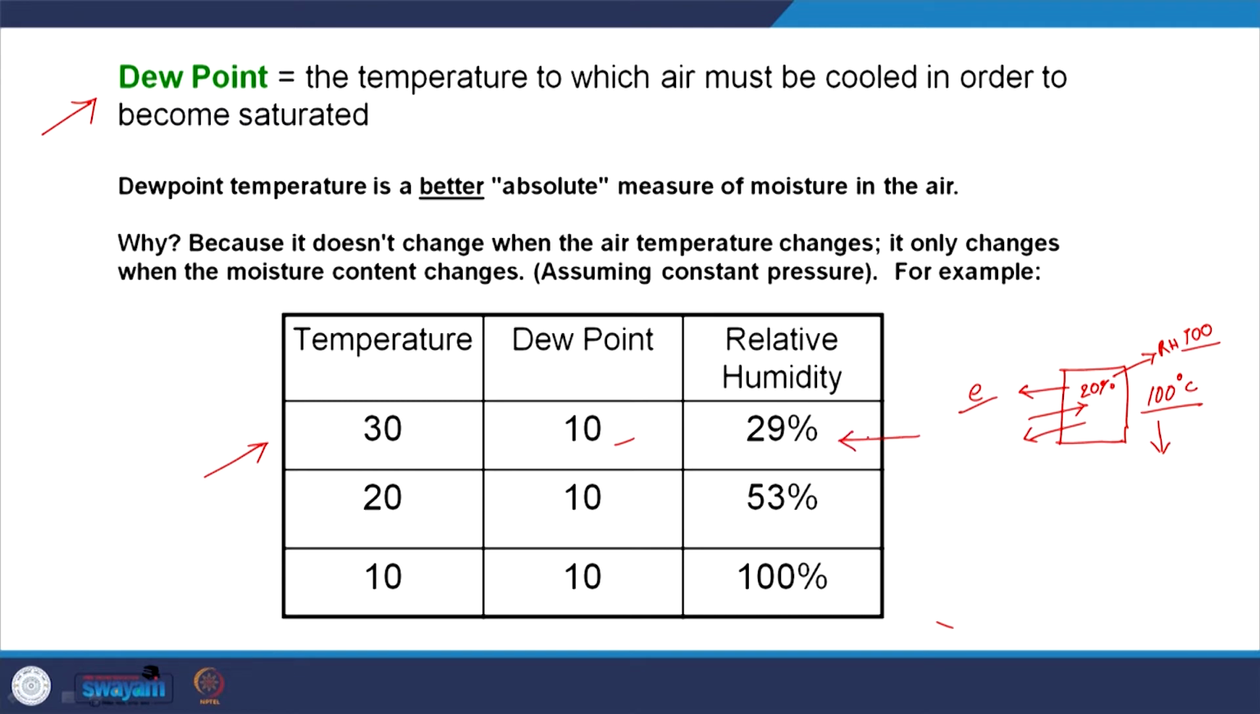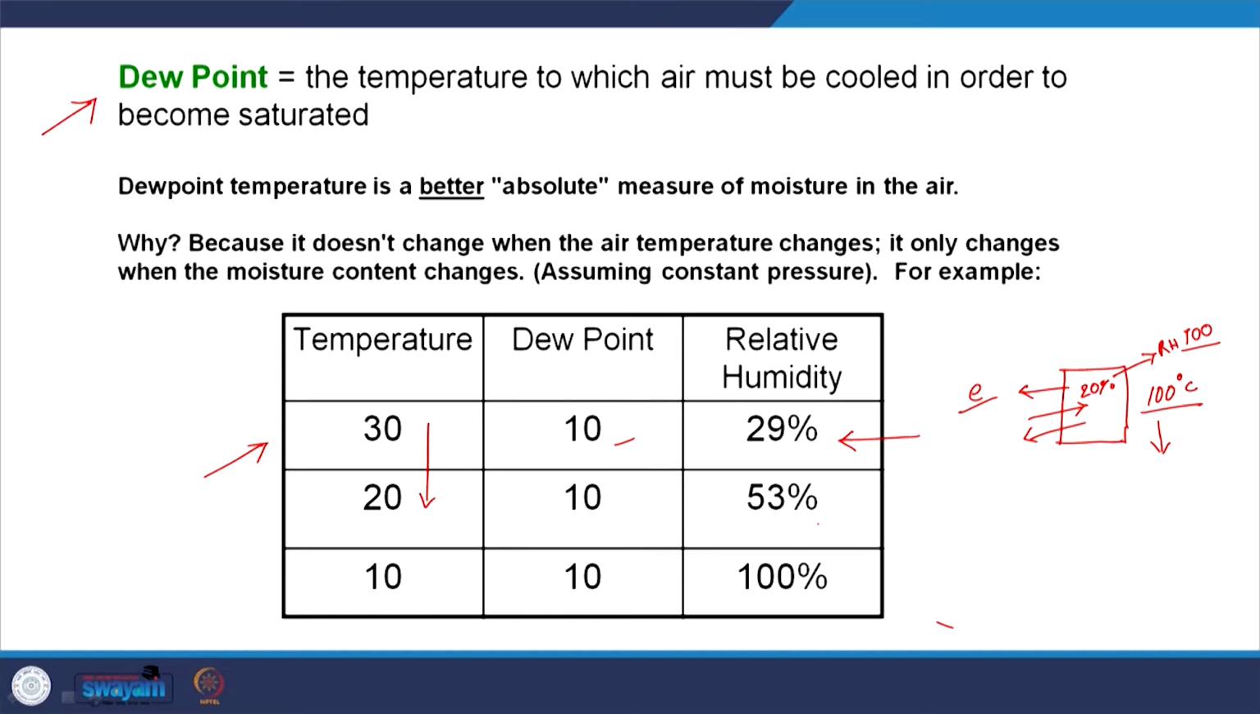Now, if you decrease the temperature of this air parcel, the dew point is always at 10 degrees Celsius. But the relative humidity changes, because by decreasing the temperature, you are decreasing the ability of this air parcel to hold water. So as you go on decreasing the temperature, at a particular point, with the same amount of moisture, you have reached saturation, right?